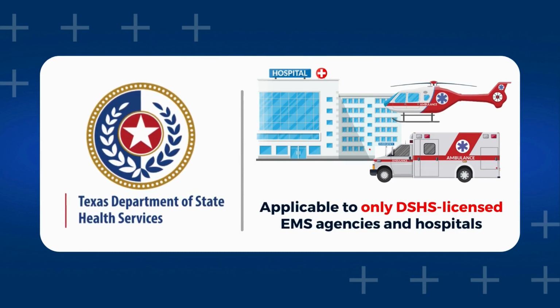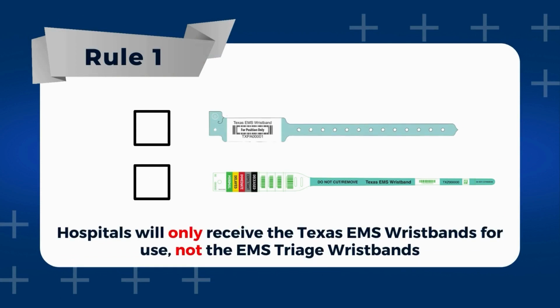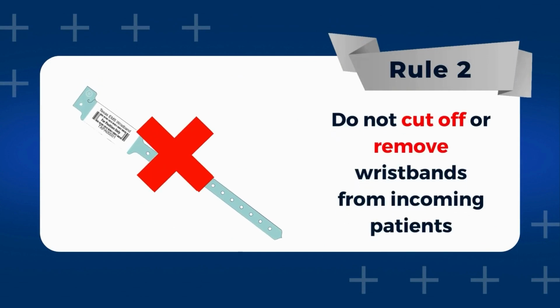Let's break it down. The initial process begins with the application of the wristband by pre-hospital providers. As such, hospitals will only receive the Texas EMS wristband for use, not the EMS triage wristband. However, hospital staff also play an essential role in ensuring that the wristbands continue to be utilized once entering the facility. A very important rule is for incoming patients.